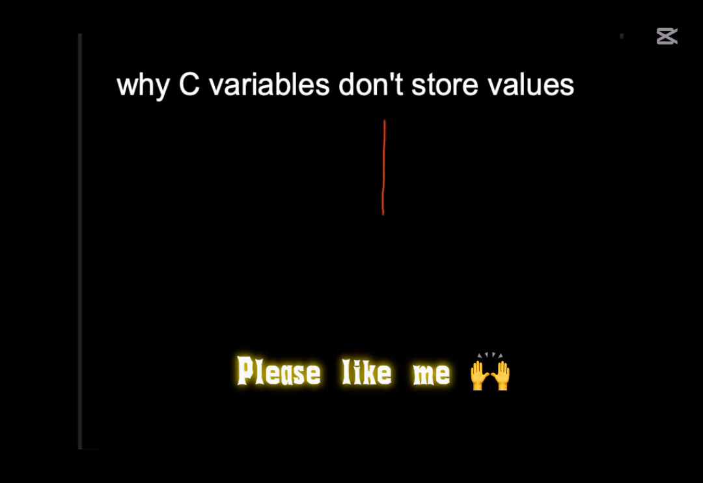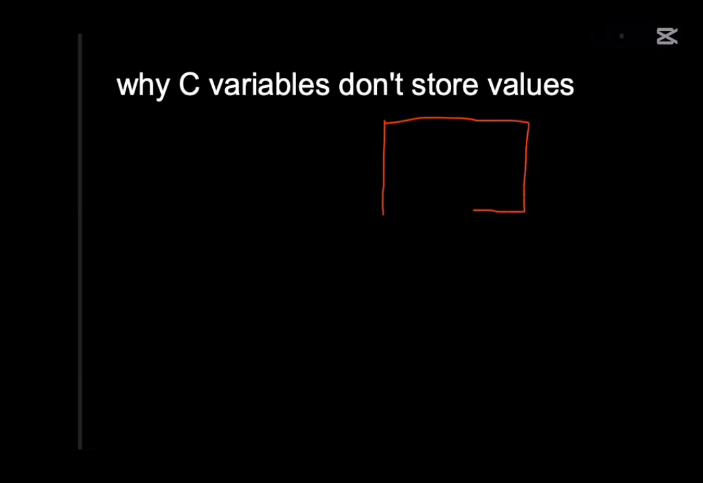Think of memory as a warehouse. Your memory is actually a warehouse, and this warehouse has different compartments. So you have different compartments inside this warehouse, and each compartment has a label. This label is what we call a variable.